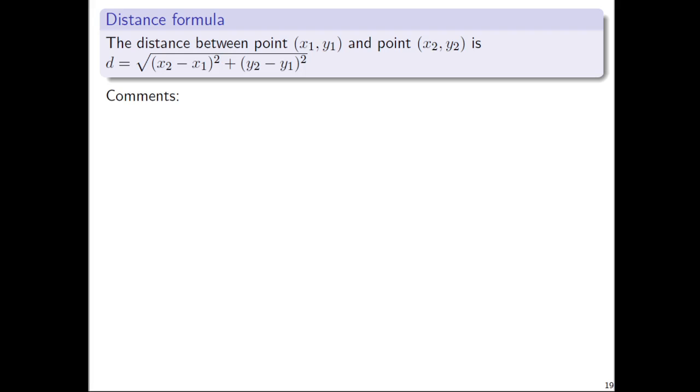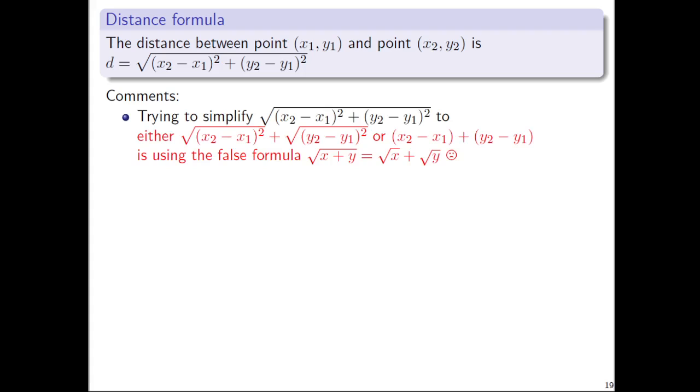Okay, just some comments about this formula. Trying to simplify it, to either distribute the square root sign like this, or after distributing, having the square root cancel the square. I mean, that part would work. It's just the first step doesn't work out. All of what's shown in red really doesn't work because it's using a false formula. The distance formula as presented is the distance formula. You cannot simplify that any further by trying to distribute a square root sign or cancel the square root with both of the squares or anything like that.